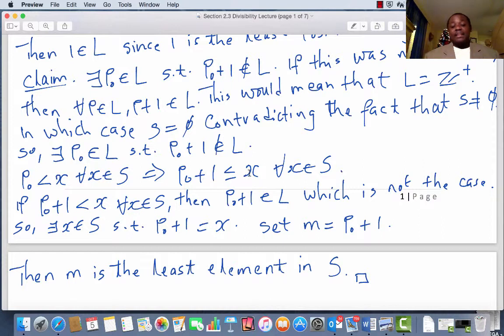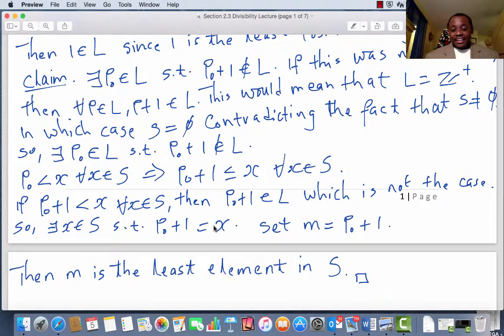What would that mean? That would mean that P0 plus 1 is actually an element in L, and we just proved above that P0 plus 1 is not an element in L. So, P0 plus 1 is not always less than X. Hey, wait a minute. What am I trying to say? What I'm saying is that there exists an X in S such that P0 plus 1 actually equals X.